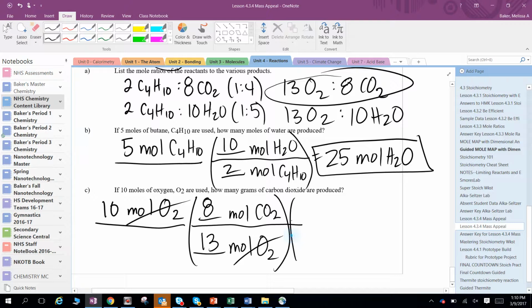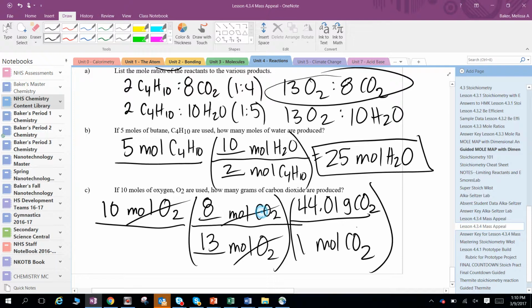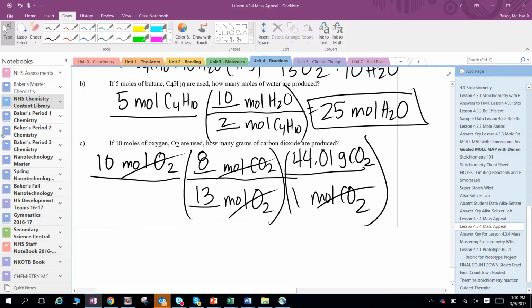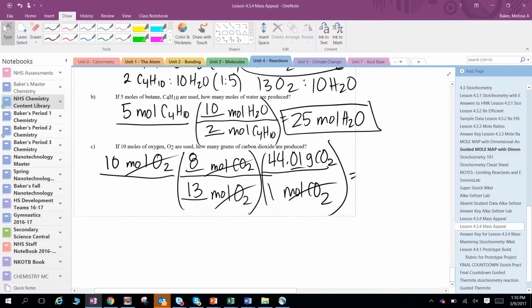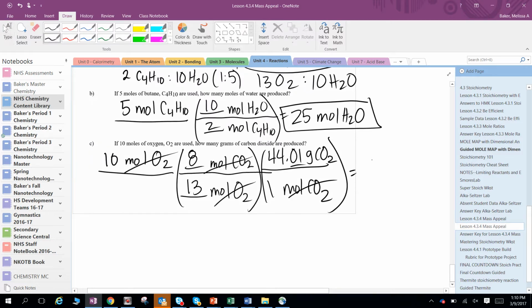And it asks for grams, so our last step is going to be to convert moles of CO2 into grams of CO2. And sometimes you'll see molar masses get a little bit off like this, where it uses like a slightly different decimal. That's why you're showing your work, because in the end it won't really matter. Multiply everything across the top and divide by the bottom, and you get 271 grams of CO2.